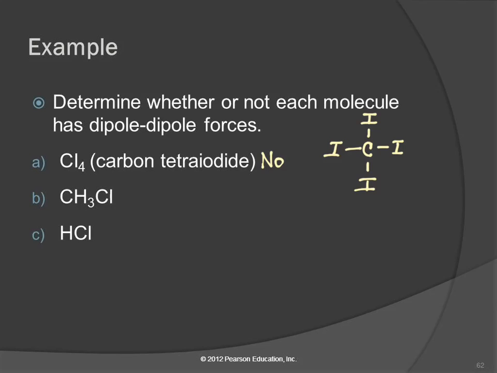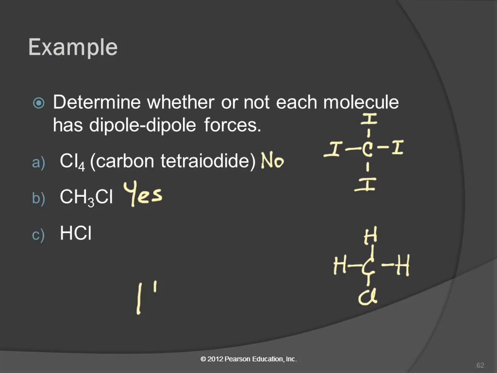How about CH3Cl? Again, there are some lone pairs on chlorine, but we don't care about them for this. So here's carbon. It's bonded to 3 hydrogens and a chlorine. That gives it its octet of electrons. So no lone pairs. Are all these atoms the same? No, chlorine's different. And chlorine has a different electronegativity than hydrogen. So that makes this molecule polar. Does it have dipole-dipole forces? Yes. All polar molecules have dipole-dipole forces.